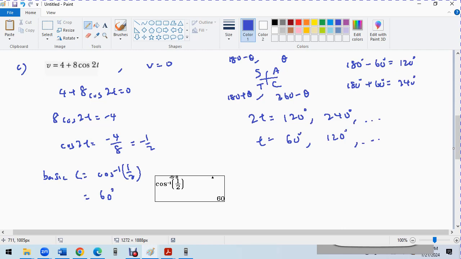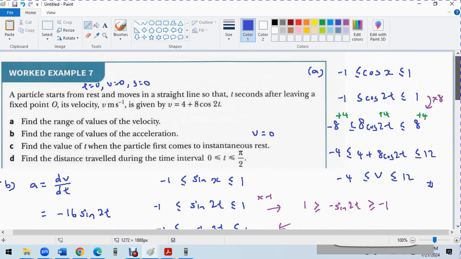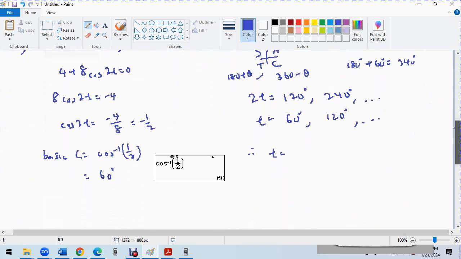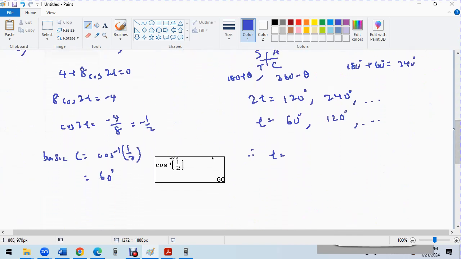Therefore, you can see that t is in terms of pi. If the question doesn't mention degrees or radians, then we must change to radians. So this is pi over 3 radians.